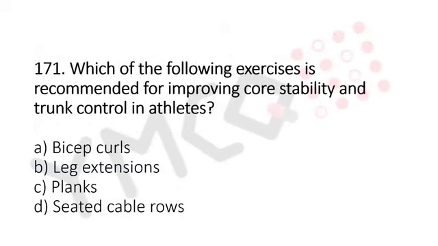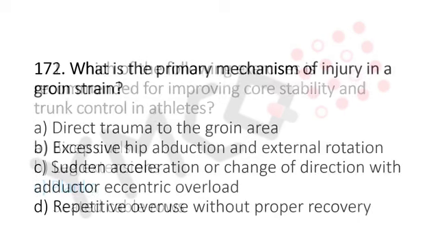Which of the following exercises is recommended for improving core stability and trunk control in athletes? Option A, biceps curl. Option B, leg extension. Option C, plank. Option D, seated cable rows. And the answer is option C, planks. Now let's move to question number 172.